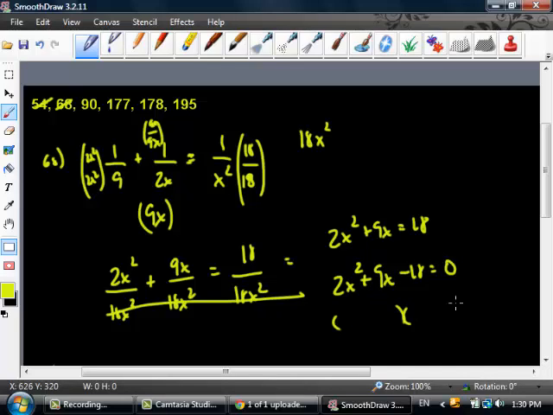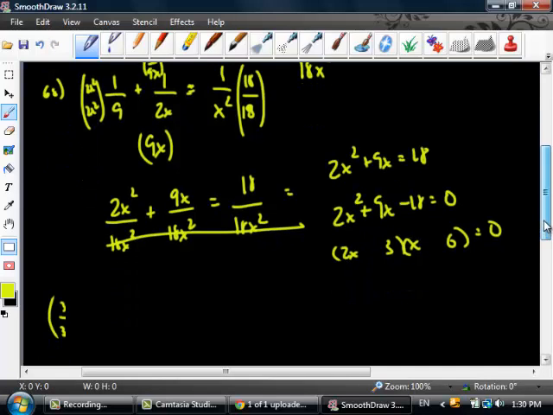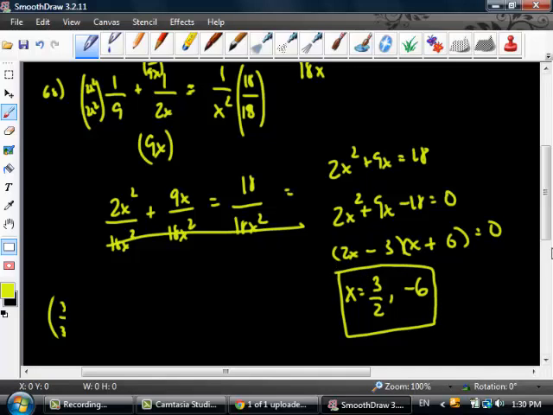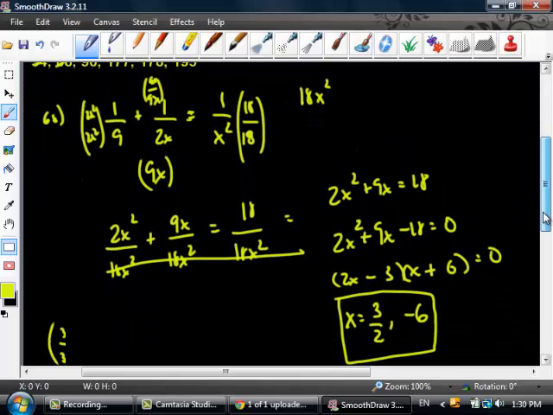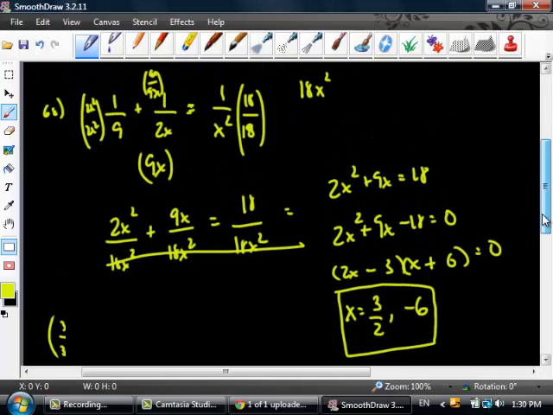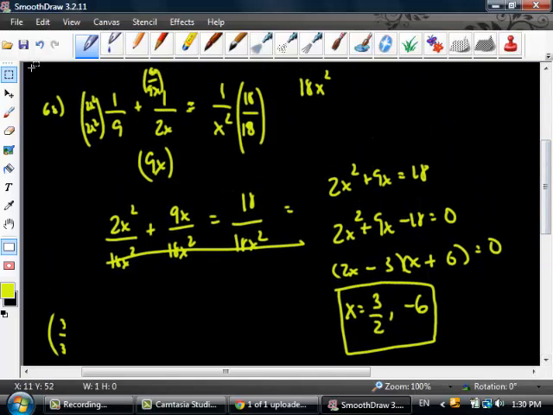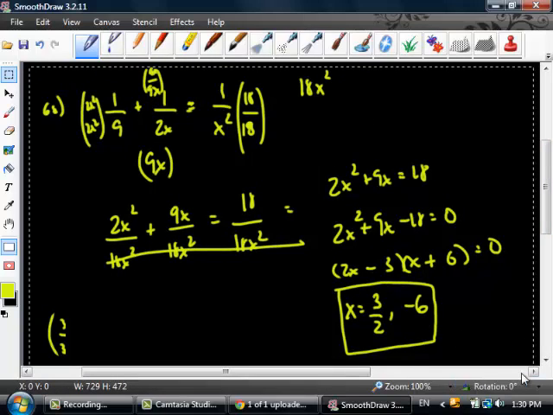So I end up with 2x and x. Let's go with 9 and 2. That is 4, and that's 9. That's not correct. 6 and 3. 12 and 3. Yes. So I'm trying to create a positive 9, so that's positive and negative. So x equals 3 over 2 and negative 6. Let's see if any of those give us problems. None. None give us a problem. So we're good. All right. That was 68.